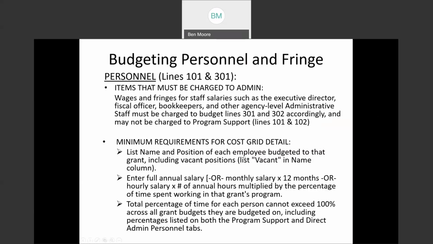Each tab of the budget is broken down into two sections. The top section is the cost grid and the bottom section is the narrative. The minimum requirements for the cost grid section of personnel are that you must list the name and position of each employee budgeted to that grant, including vacant positions. In that case, you would just list vacant in the name column.